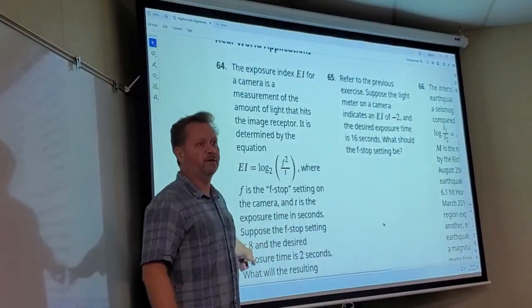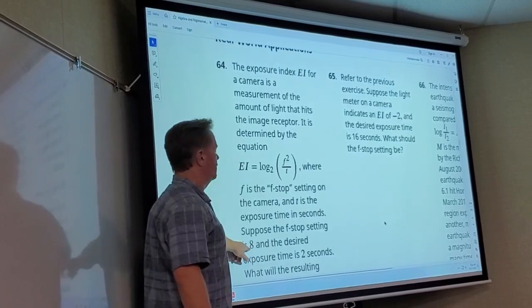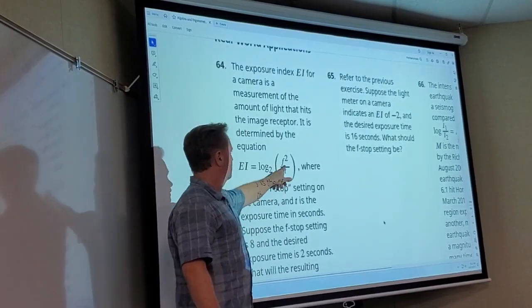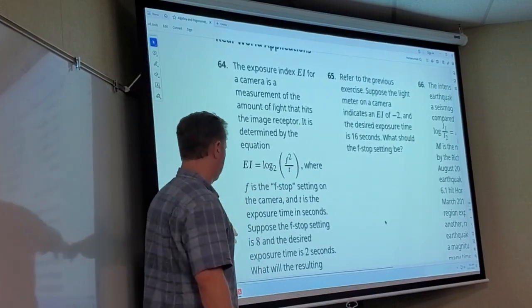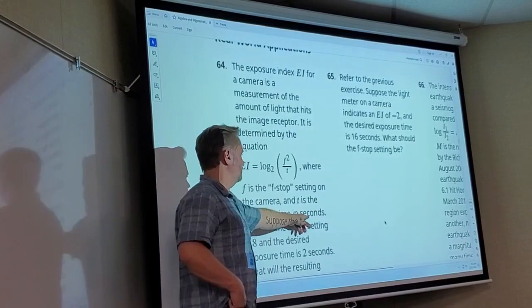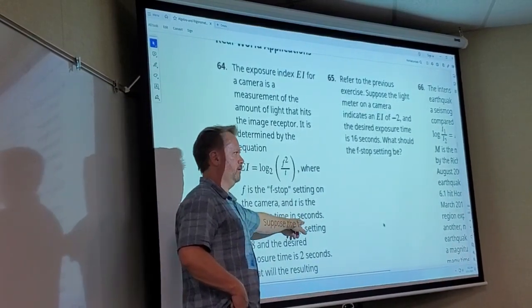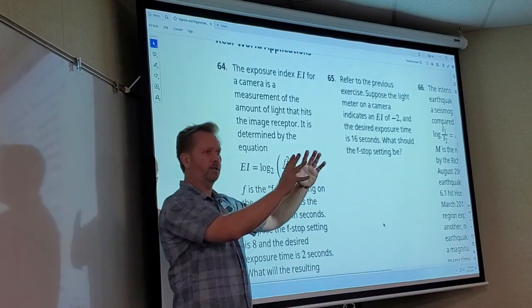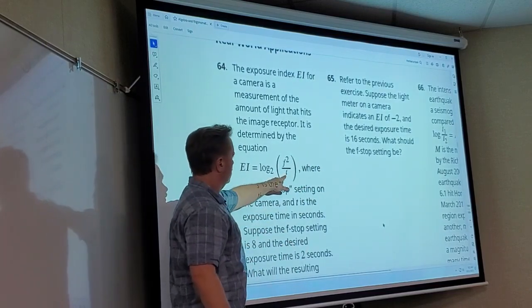Is everybody with me? The F-stop is 8, so where am I gonna put 8? On the top, on the square. So the 8 squared. And they tell me the time is 2 seconds, so you're gonna put that on the bottom. Good. You always wanna make sure that the units they give me match the units that the formula needs. So what am I gonna put there?